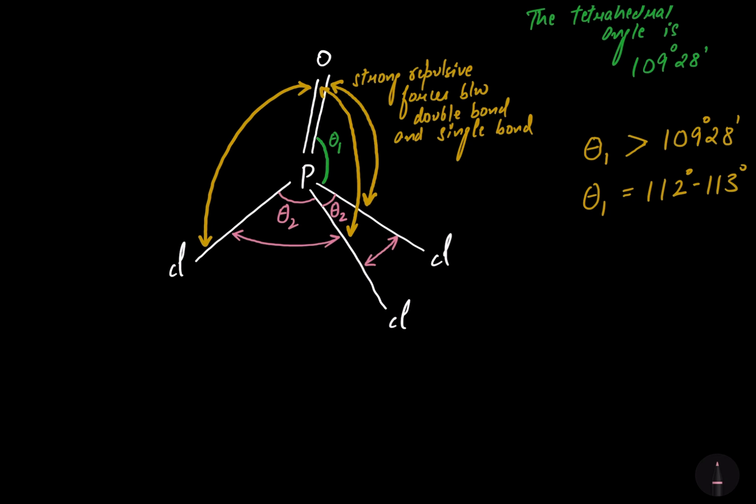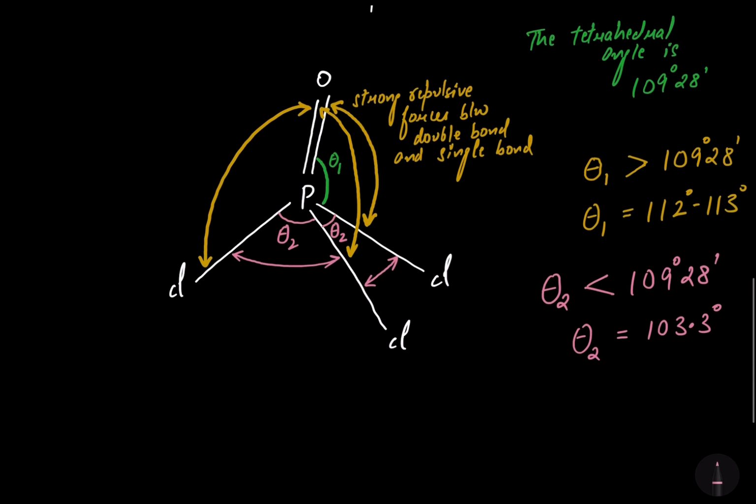Due to which what's going to happen? The value of theta 1 will exceed the normal tetrahedral angle of 109 degrees and 28 minutes, and on the other hand, the value of theta 2 will decrease from the normal tetrahedral angle of 109 degrees and 28 minutes. So the value of theta 2 comes out to be 103.3 degrees. So that's all about case number 4 of the VSEPR theory.